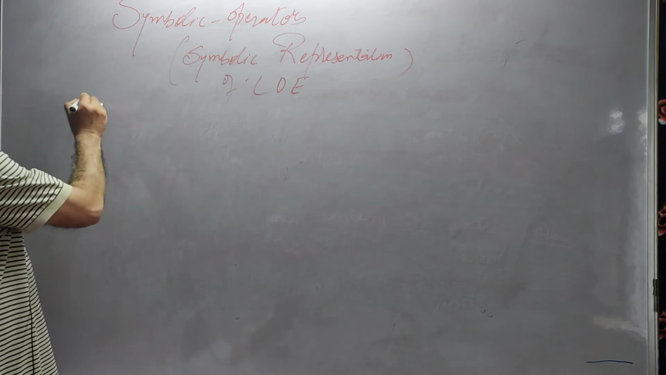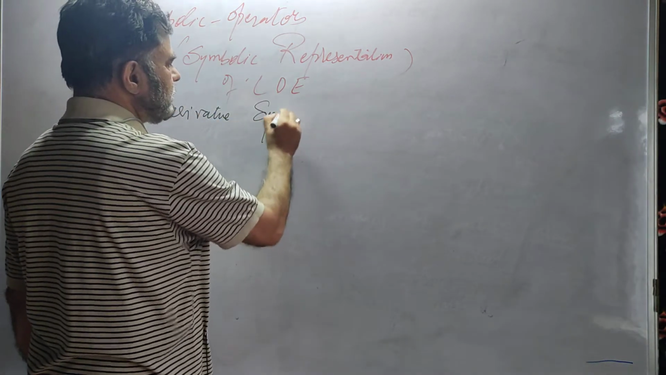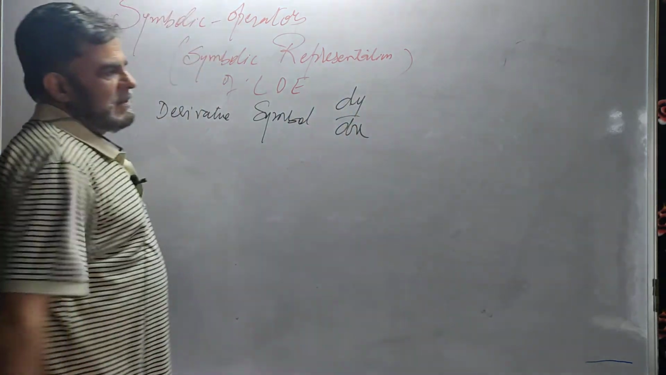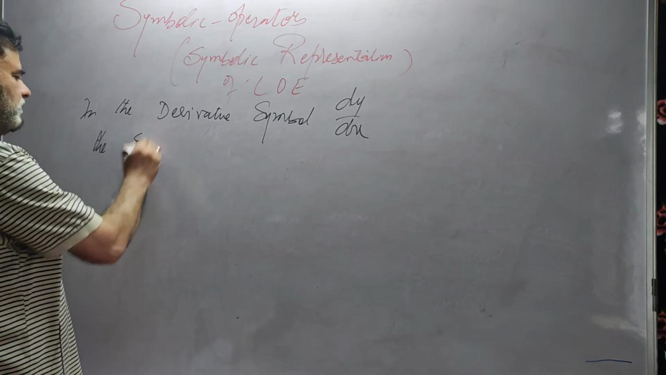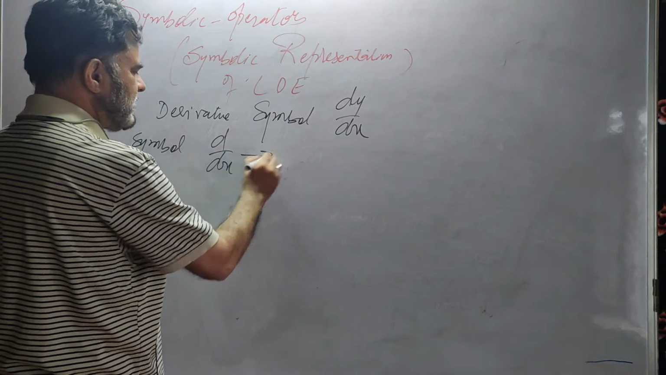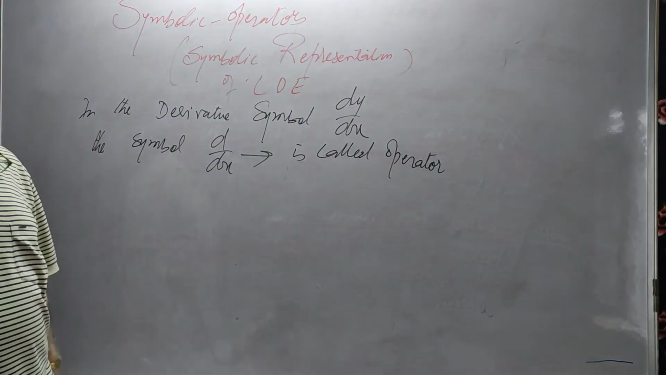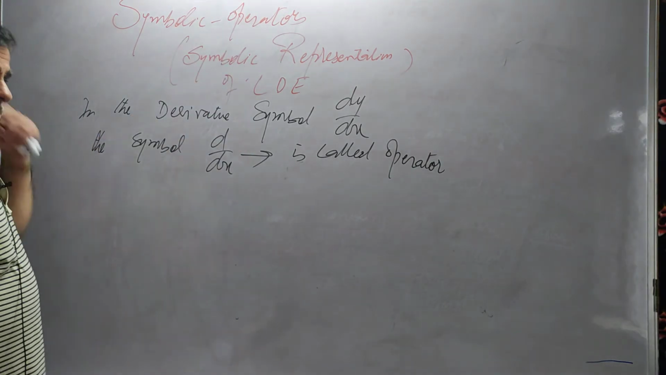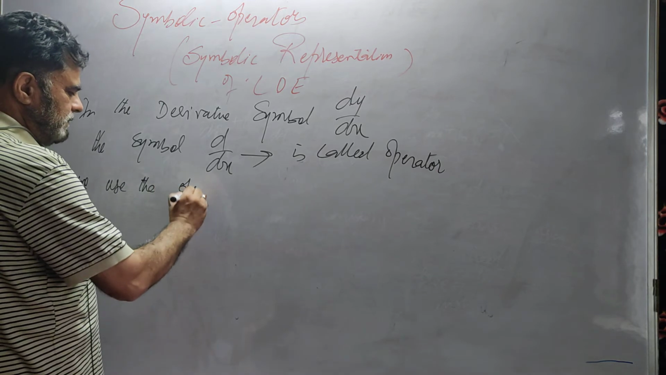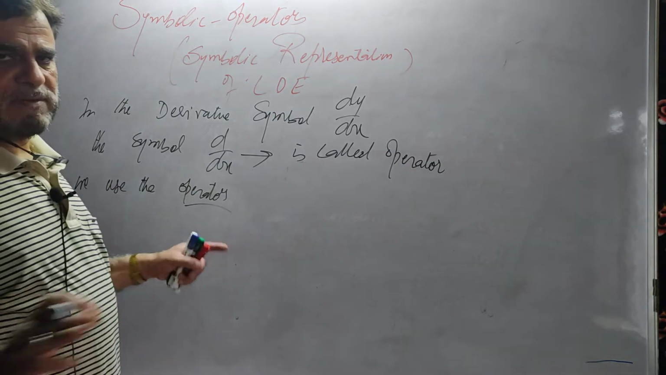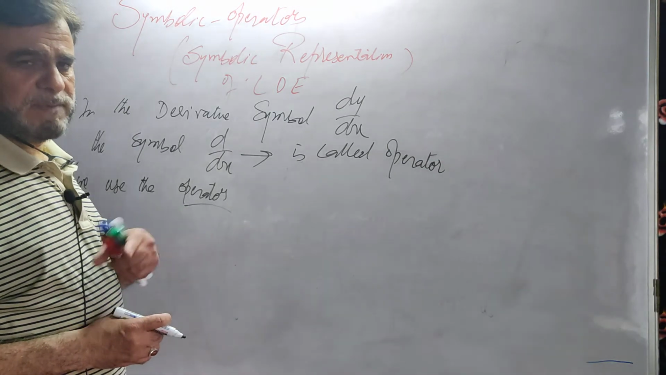How we do it? We define it this way. The derivative symbol dy by dx, this is your derivative symbol that you have been using since differentiation. The symbol d by dx is called an operator. We define this operator symbol. We use the operators just to write the given linear differential equation in a short form. This helps us to simplify the roots and to write the solutions of the differential equation, this complementary function, in a simple way.